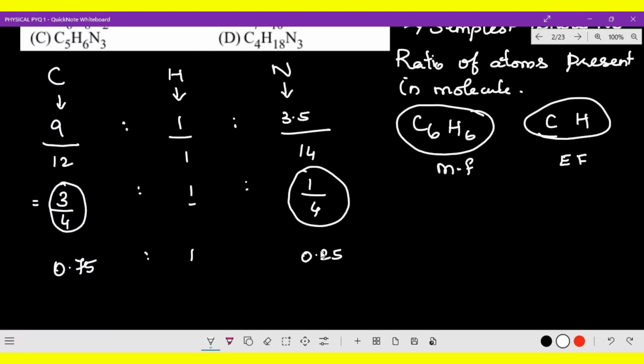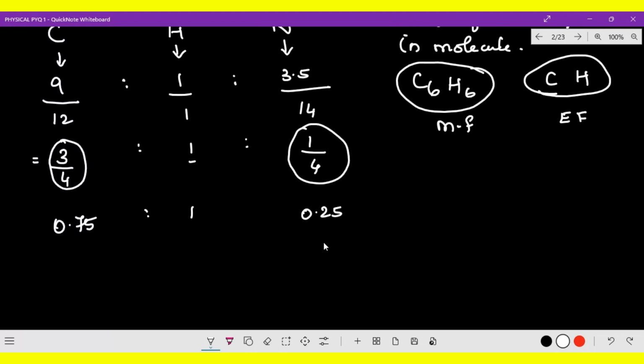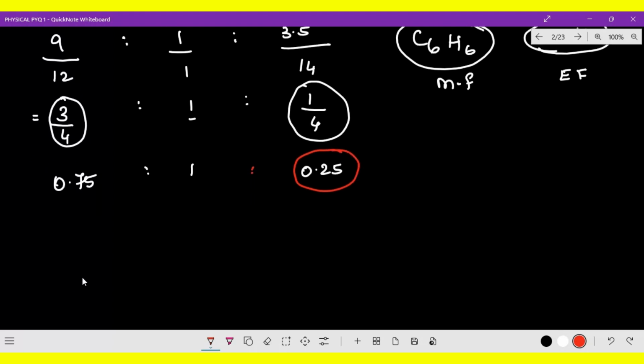Now, here we have to identify the simplest whole number ratio. Which is the simplest whole number ratio? Among 0.75, here 1, and here 0.25, this is the simplest whole number ratio. So here 0.75 divided by 0.25. How much will you get? You will get approximately 3, right?